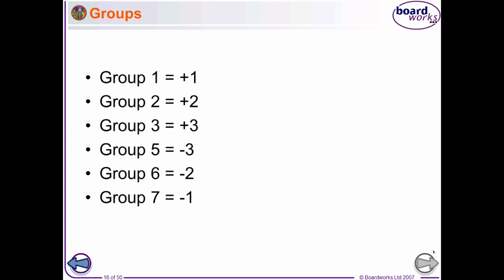So every group in the periodic table has its own unique charge. Group 1 has a charge of +1, group 2 is +2, group 3 is +3. Group 5 takes a charge of -3 because it wants to gain 3 electrons. Group 6 will always be -2, and group 7 will always be -1. Now if you know that and you've got your periodic table in the exam, you can pretty much work out the charge of any ion that's there.